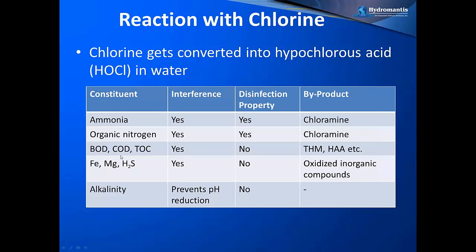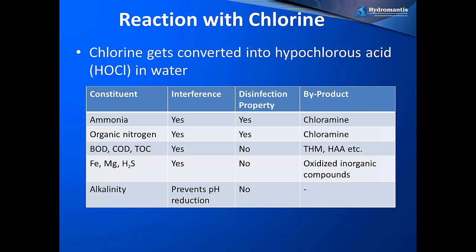Also, there are BOD, COD, and TOC compounds, which are the organic compounds in wastewater, and they can react with chlorine and form trihalomethanes or haloacetic acids. So these are two of the major byproducts that can be seen in a chlorination reaction.